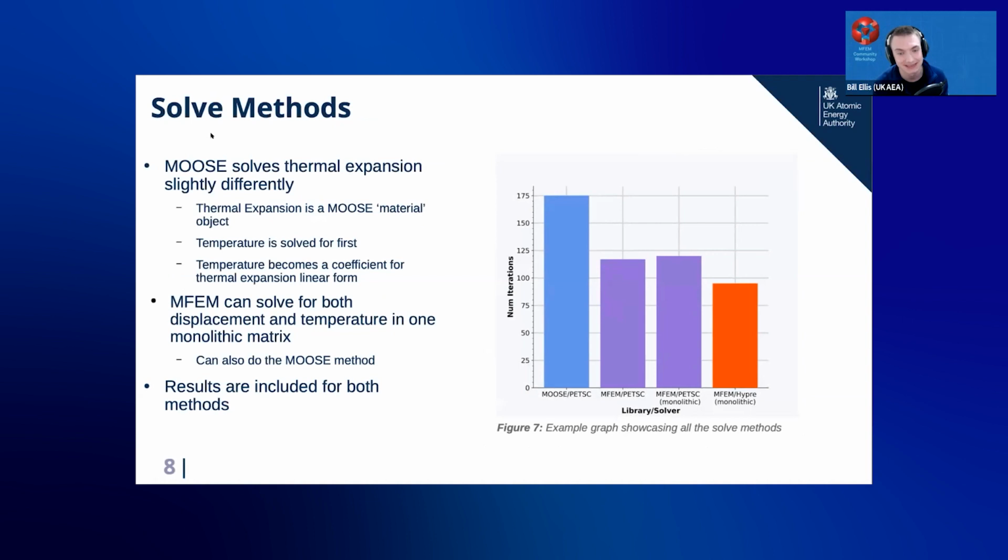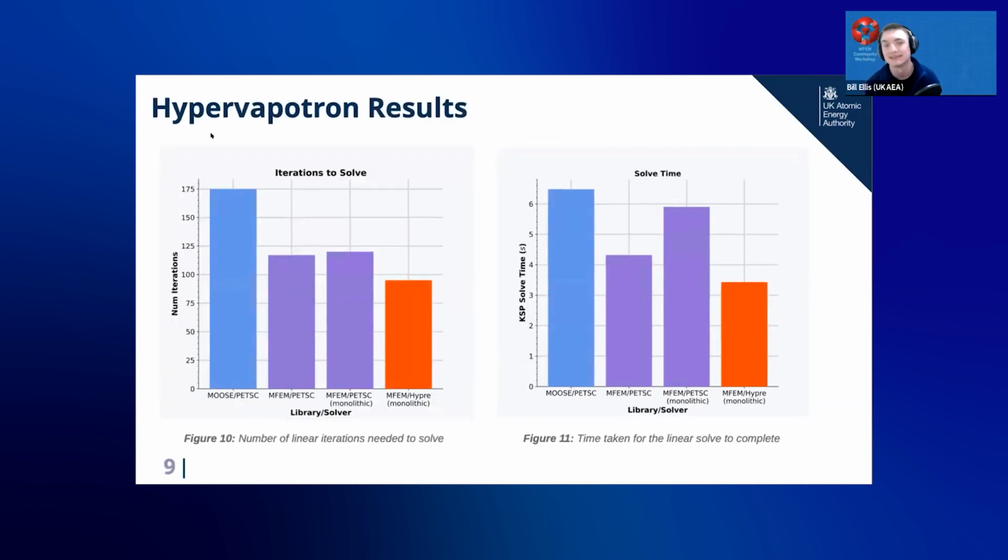More interesting bits are the solves. So I'm currently solving in 4 ways. One of them is the MOOSE way, I've called it, which is basically you solve for a temperature field and then you solve thermal expansion as just a purely linear form. Or you can do it like I've done it in MFEM, which is doing it in one big monolithic matrix. It's a bit more tightly coupled in terms of the physics. So yeah, that's preferable. Next slide, please.